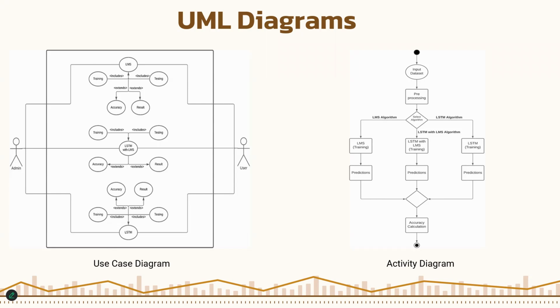and output stages. Activity diagram. This diagram provides a step-by-step visualization of the system workflow: input dataset, then the processing. Coming to the algorithm selection, the system offers three algorithm choices: LMS, LSTM, and LSTM with LMS algorithms. Training phase. Based on the selected algorithm, the system trains the corresponding model.